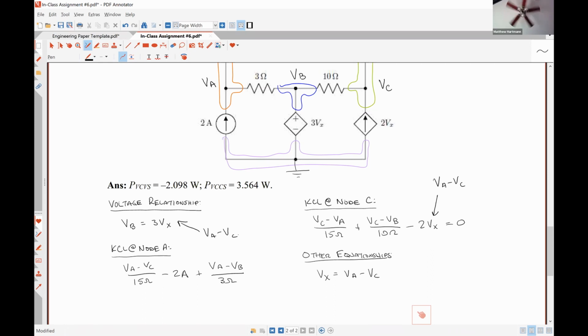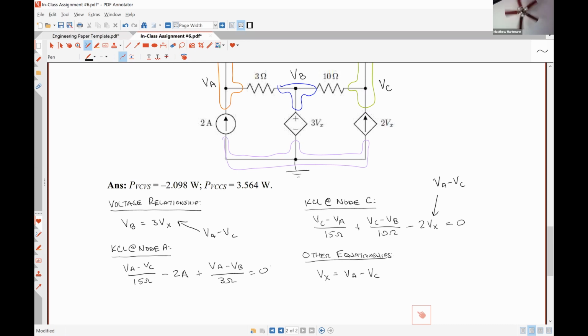for my voltage relationship equation. For the KCL at node A equation, my coefficients for VA are 1/15 plus 1/3. My coefficient for VB is minus 1/3. My coefficient for VC is minus 1/15. And this is equal to 0. My constant term is +2.